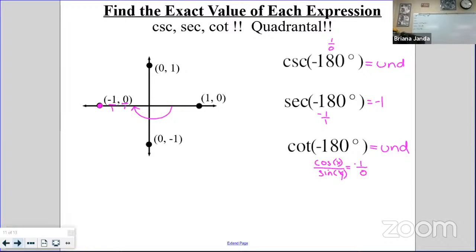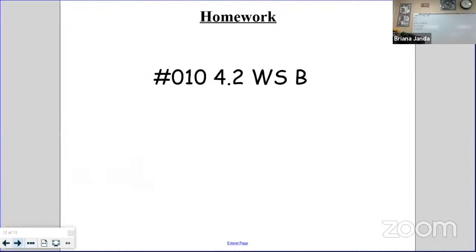Okay. We will practice again tomorrow, and then we will take our first gateway on Friday.